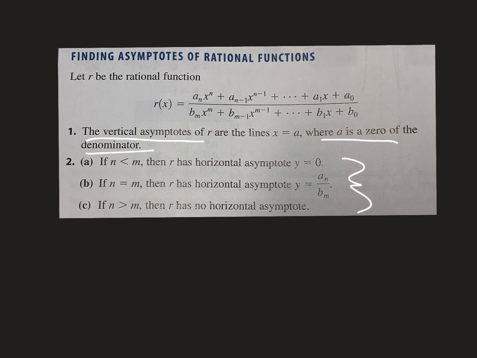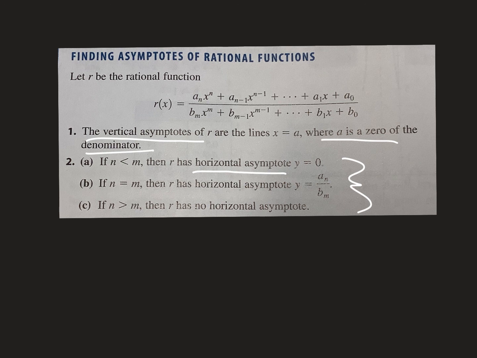Horizontal asymptotes, a little bit different. I want to say one thing about the horizontal asymptote before I tell you how to find it. The horizontal asymptote is what the ends of the graph are doing, okay? It's like end behavior. What are the ends of the graph doing? What are they getting closer and closer to on the left end and the right end of your graph? That's what horizontal asymptotes tell you.